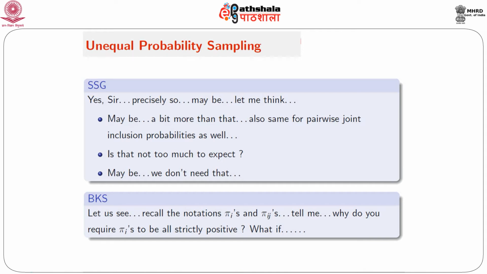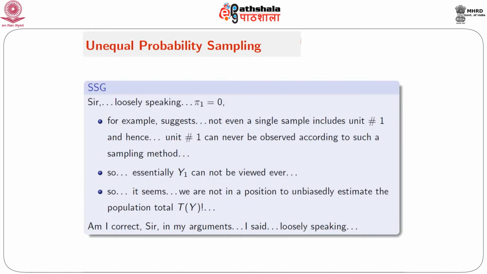What if, loosely speaking, pi 1 is 0? For example, that suggests not even a single sample includes number 1, and hence unit number 1 can never be observed according to such a sampling method. So essentially, y1 cannot be viewed ever. So it seems we are not in a position to unbiasedly estimate the population total. Am I correct? Sir, in my arguments I said loosely speaking.